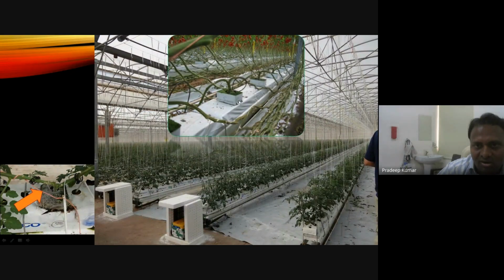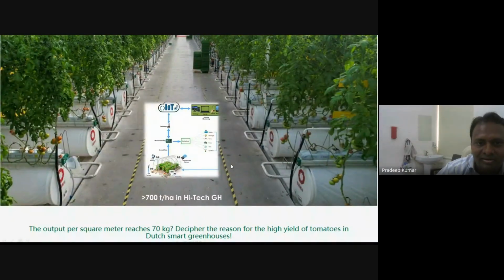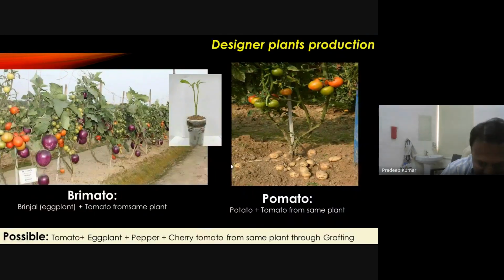So this is how the double stem takes a few meters of vine length, and they are harvesting 700 tons. I already showed this picture to you. And finally, designer plants production: grafting, brimato, and pomato. You can graft tomato on potato. You can play with this. You can graft cherry tomato, yellow tomato, red tomato, and black tomato on a single plant. That is possible only by grafting.